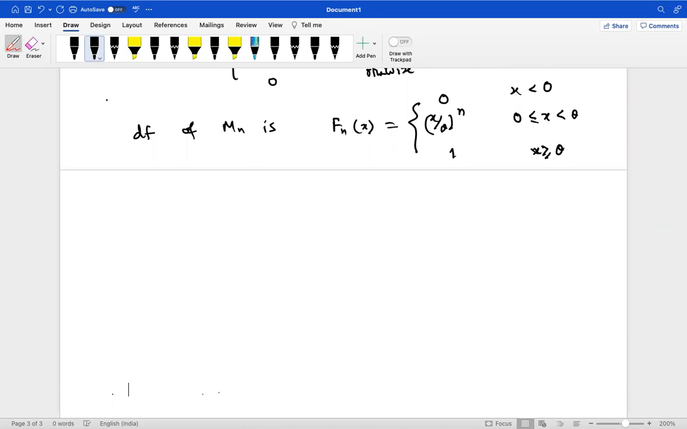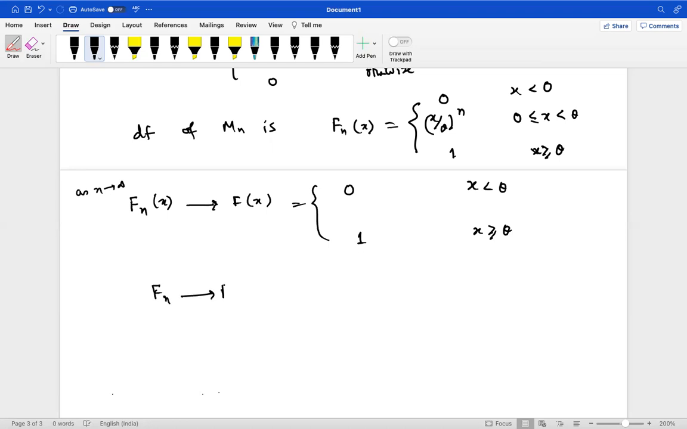Now this is a sequence of random variables with distribution functions. Where does it converge? Clearly, as n tends to infinity, it converges to a function F(x). When x is less than theta, it goes to 0, because (x by theta) to the power n goes to 0, and when x is greater than or equal to theta, obviously it is 1. So this is a distribution function, as opposed to the previous case. Then we say F_n converges weakly to that F.